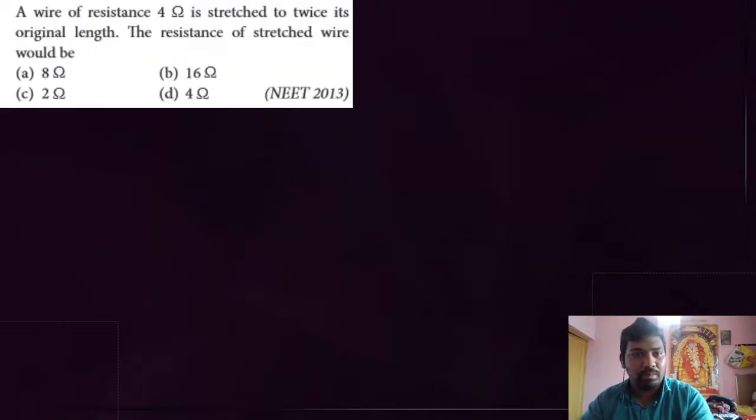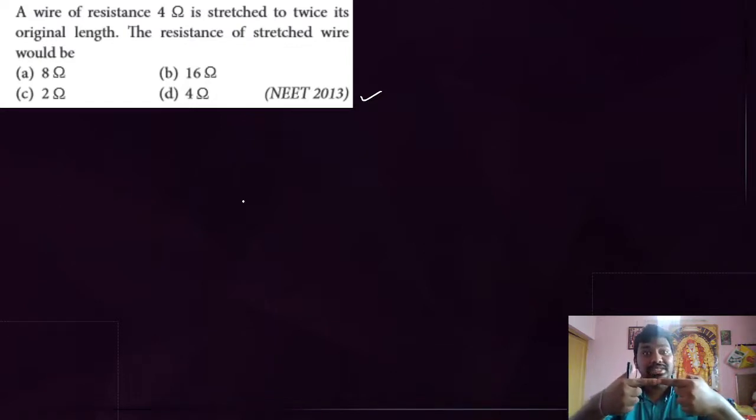Now let us go through a problem. This was asked in NEET 2013. A wire of resistance 4 ohm is stretched to twice of its original length. The resistance of the stretched wire would be, right? Initially the resistance was 4 ohm and the length was stretched twice. So what is the new resistance?